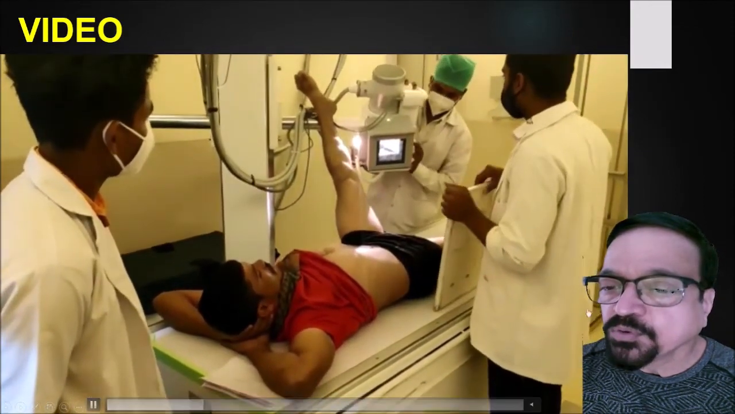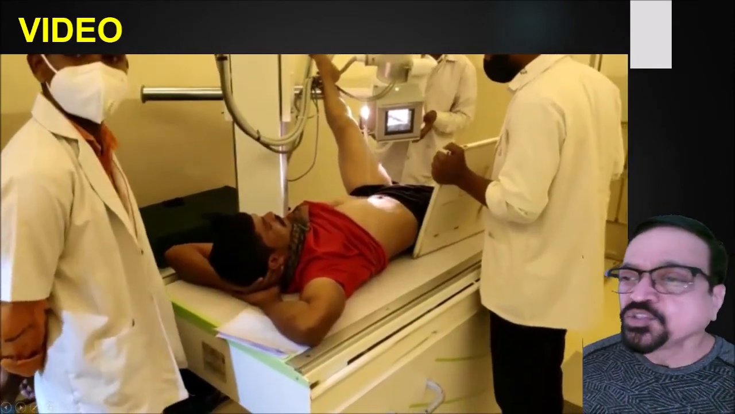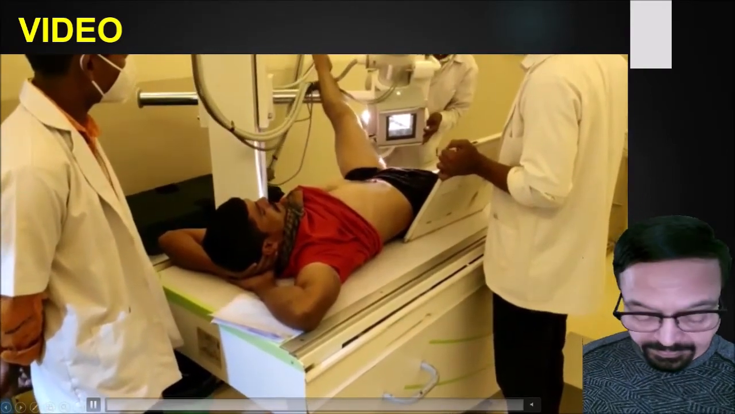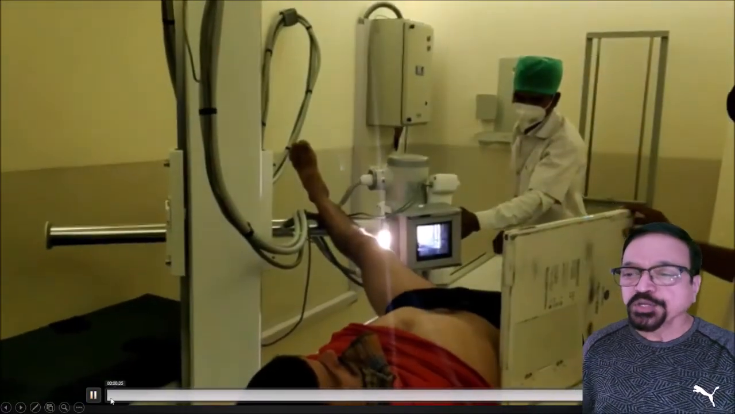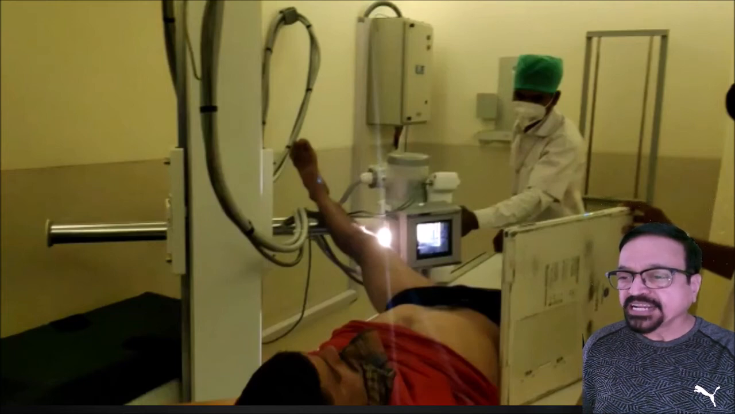Again, check whatever I told you is not achieved properly. So how to achieve it properly? We'll see it now. Now here we are showing you how it is corrected. See now, the central ray is perpendicular to the cassette, and that is how we achieve a correct position.